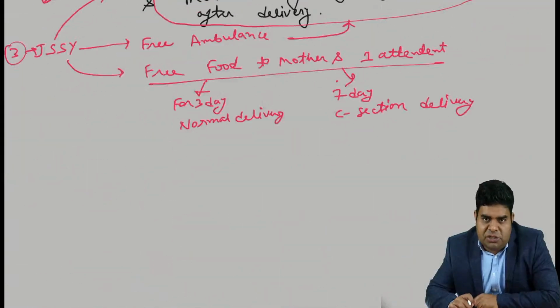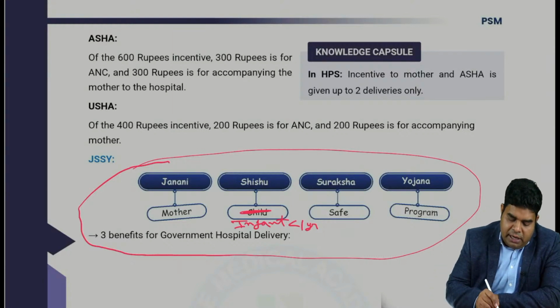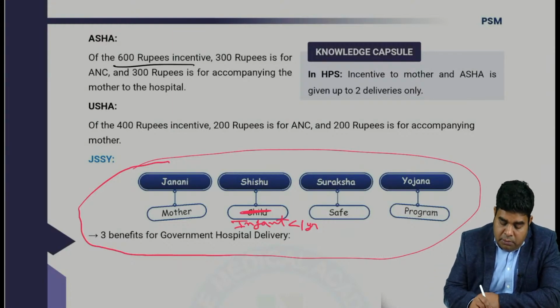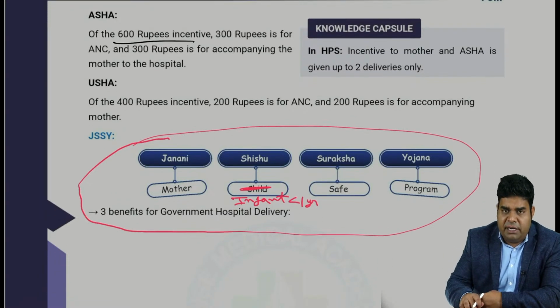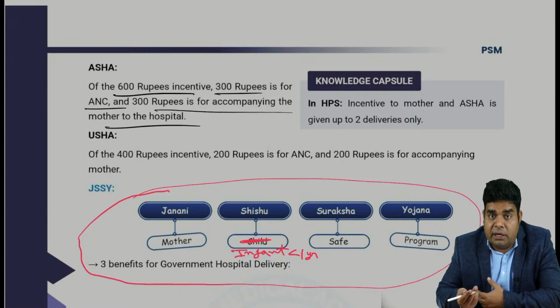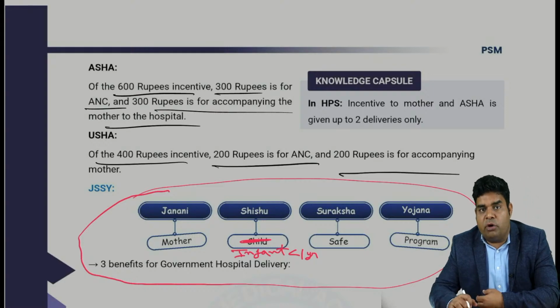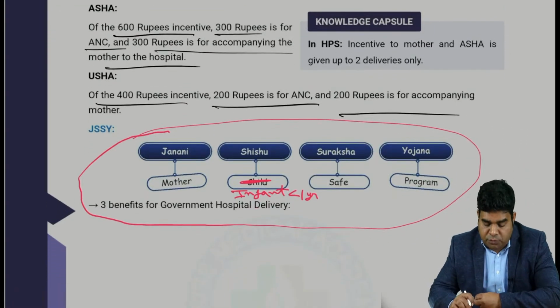Okay. So this is JSY, and ASHA is getting 600 incentive. This is something which differs in different states, but the 600 incentive which ASHA is getting, 300 is for ANC, 300 is for accompanying the mother to the hospital. Similarly, the 400 is also divided in two, 200 for ANC and 200 for accompanying the mother.